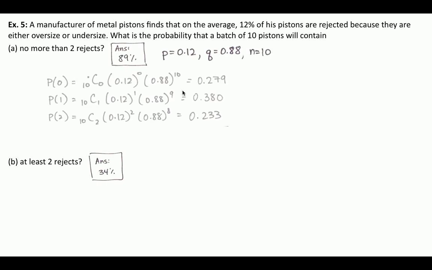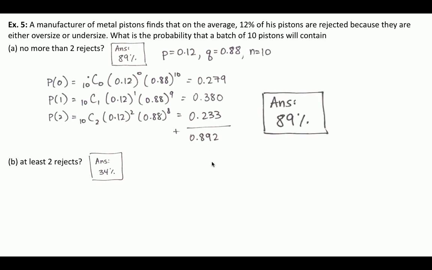No more than 2 rejects. Well, what it means is that no rejects, 1 reject, or 2 rejects are the desirable cases. So when we do the binomial distribution for 0, 1, and 2 in this case, and we add them up, we of course get 89.2.